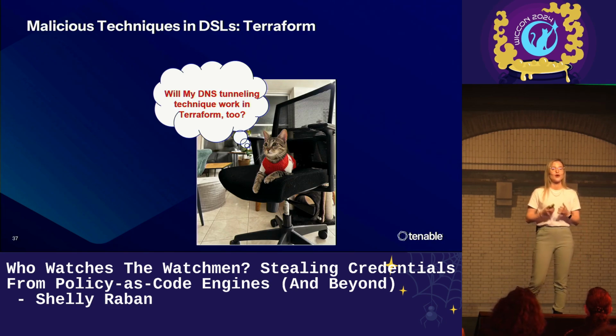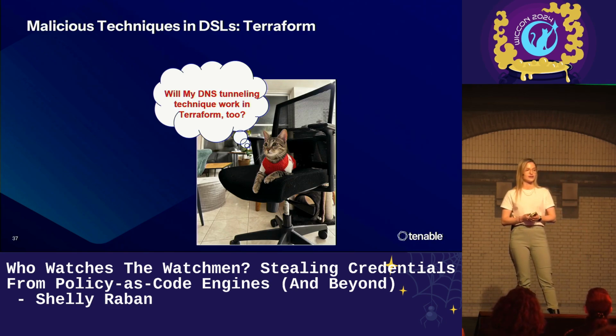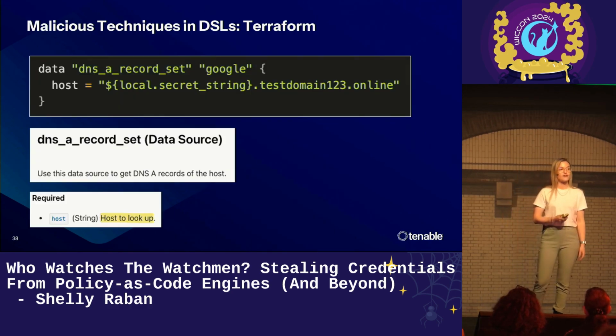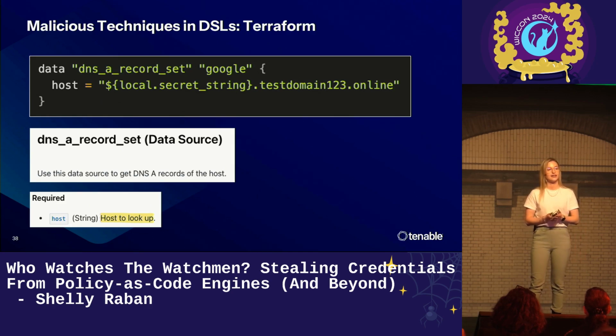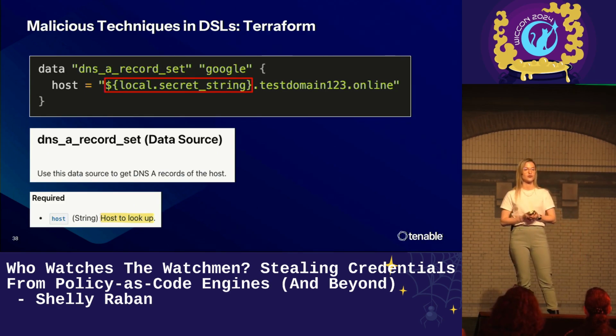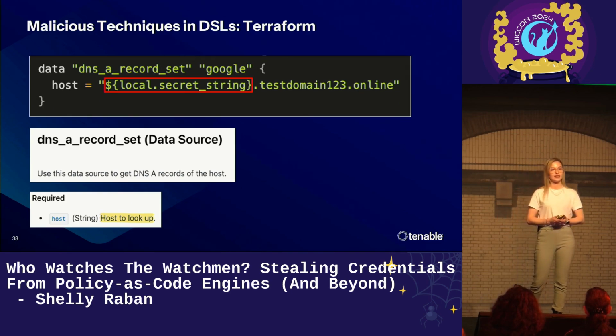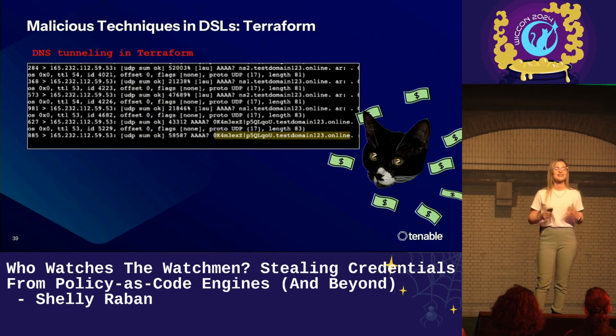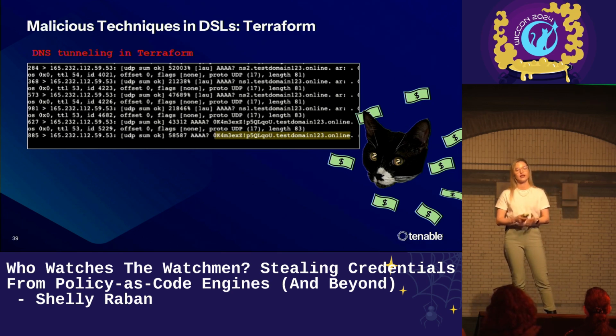Then I thought, why not try my DNS tunneling technique in Terraform as well? So I found this DNS data source. And again, it allows you to look up a host and get back an IP address. So I concatenated a local string from my configuration as a subdomain of my malicious domain. Again, I monitored the DNS requests and ran this HCL code. And success! I was able to leak data outside of Terraform as well using DNS tunneling.